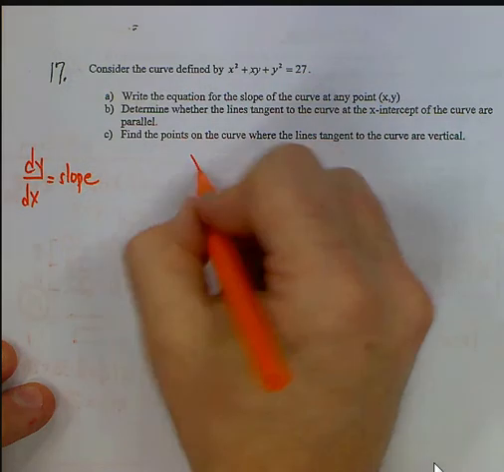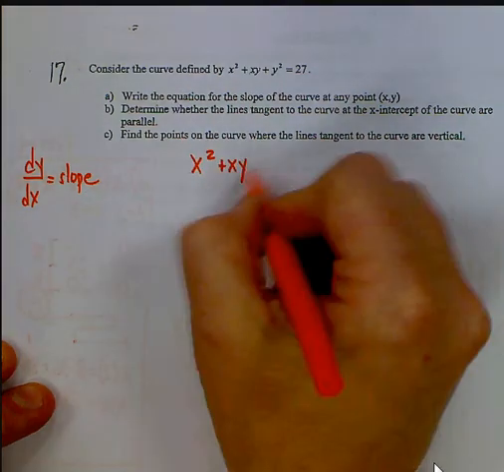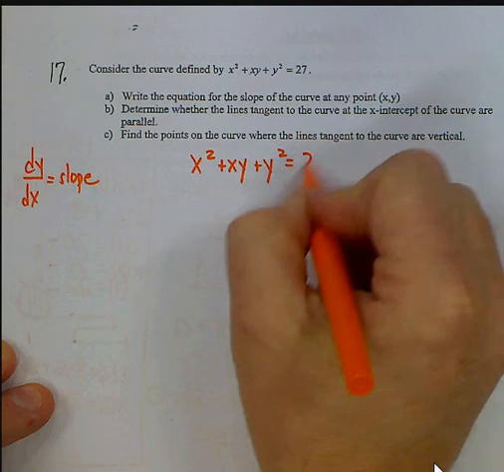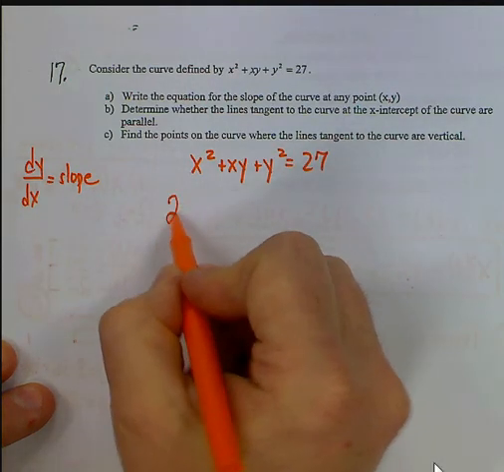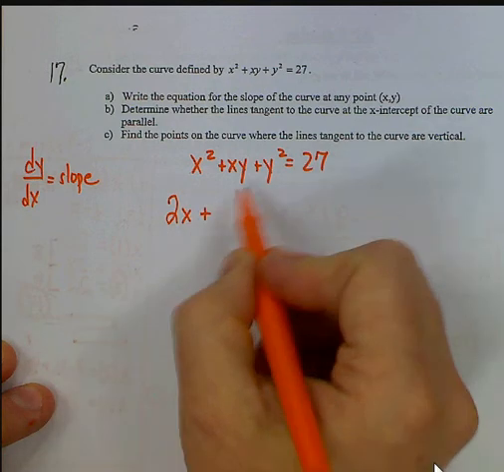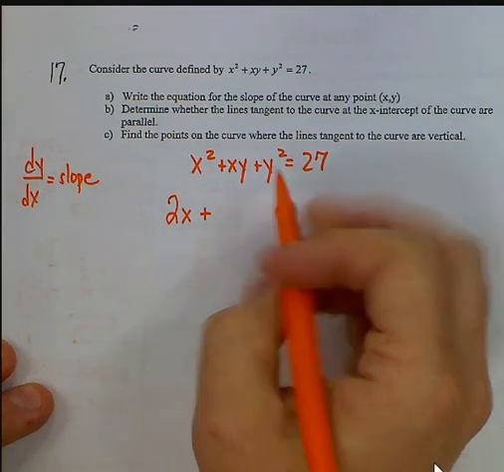So this is implicit. So let me start with the function. And now let's take its derivative. Derivative of x squared, 2x. Now I'm going to take the derivative of a product. So here's the product rule.